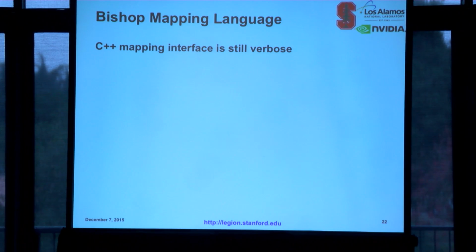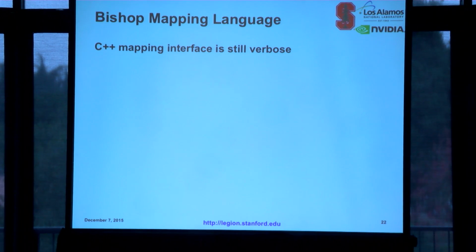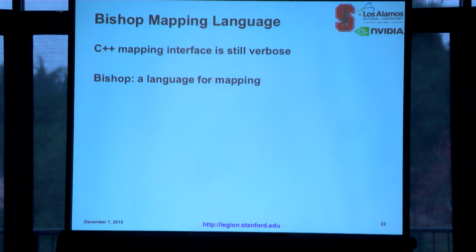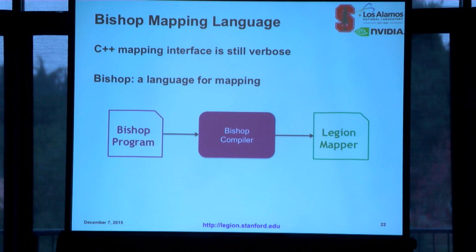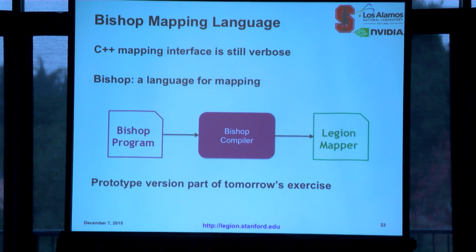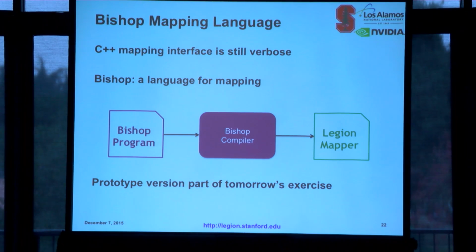I'll also point out that we're working on our default mapper in a new mapping language that we are calling Bishop. Just like the Legion API is in C++ and a little bit verbose, our C++ mapping API is also verbose. So you can imagine, just like Regent is a nice productivity layer on top of the Legion API, Bishop is going to be a language for writing mappers. I'm not going to dive into this too much today, but the idea is you write a Bishop program, the Bishop compiler will compile it and generate for you a Legion mapper that satisfies the mapping API. Wonchan has promised me that it's going to be an experimental part of our exercises tomorrow, so those of you sticking around tomorrow will get a chance to play around with that.